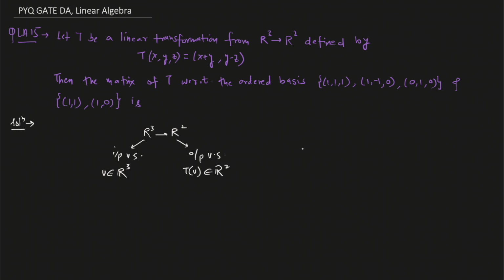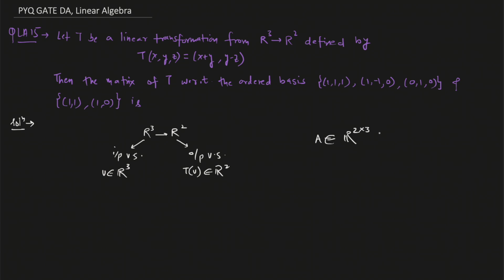So let A be the matrix corresponding to this linear transformation. What is the shape of A? So the shape of A is 2 cross 3.